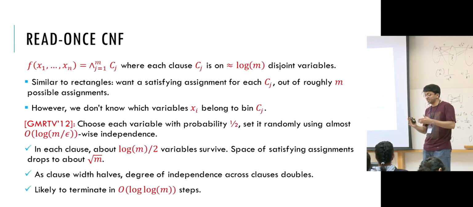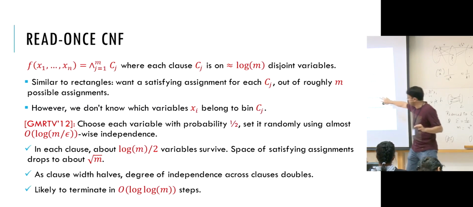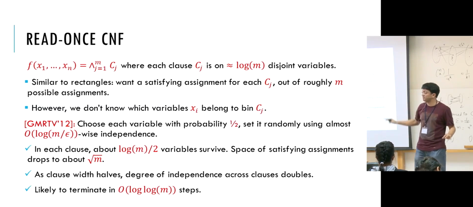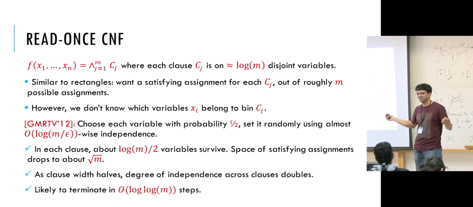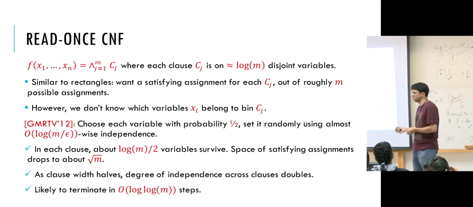And okay, now you're using something like log m wise independence. So now you don't know what's happening to the clause width because you don't know where your clauses are. But you can imagine that as you go on, the width of the clause is shrinking by half at each step. Now, if my clauses are of width something like log m over 100, and I keep hitting it with, say, log m wise independence, then I get 100 wise independence across the clauses. And then when the clause width shrinks by half, the level of independence also doubles. So it's kind of doing all the right things that you want. And finally, we proved that it works.